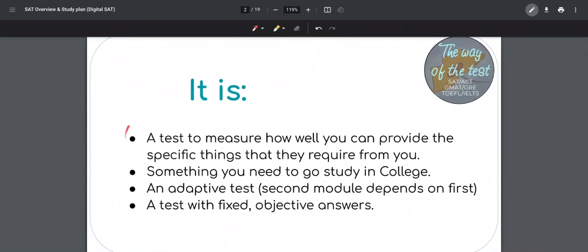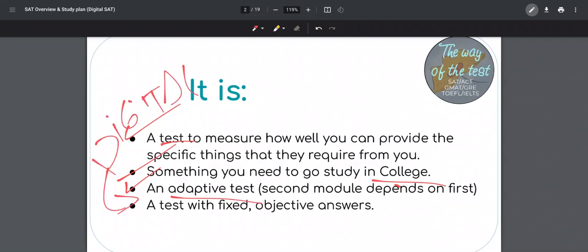The SAT is a test that measures how well you can provide specific answers to specific questions. This is really important because this is not testing your general knowledge, it's just testing very specific things. The SAT is also something that you need to go study in college. If you're an international student, it is what you need to go study in a university in the US or Europe. It's also an adaptive test. This is the digital SAT. This is a difference between the digital and the paper-based SAT.